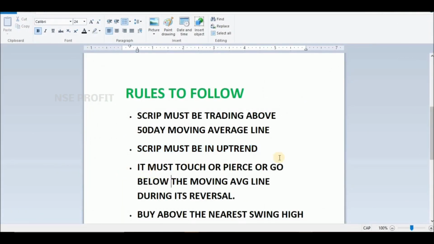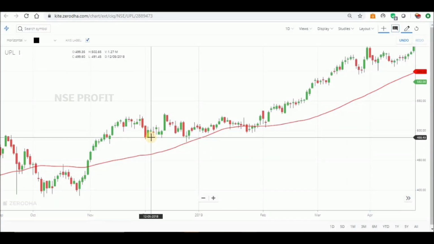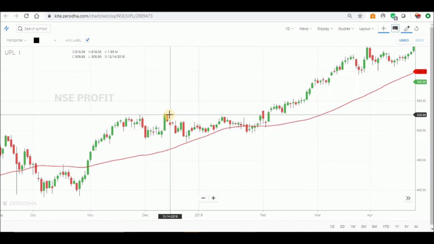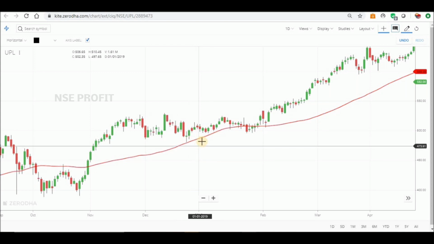And it must touch or pierce or go below the moving average line during its reversal. This is our third rule. The price must touch, pierce or go below the moving average line during its reversal. From this point it started reversing, and it again went up and started reversing. Here it must touch or pierce or go below the moving average line.